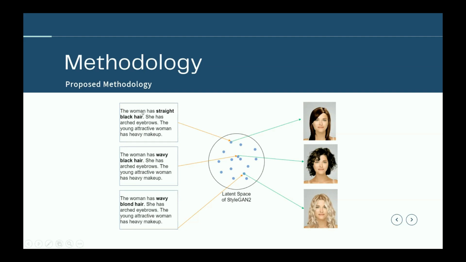For instance, here, this description contains straight black hair. So we know this should be mapped to some point on the latent space to generate this image. And for the same description, if we change straight to wavy, it will be mapped to some other point on the latent space. So finding this representation was the overall idea of this research.